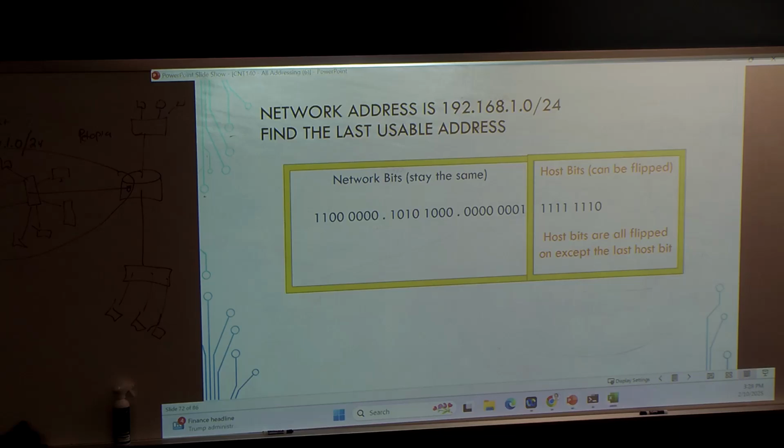Did I lose my worksheet? Here we go. All right.